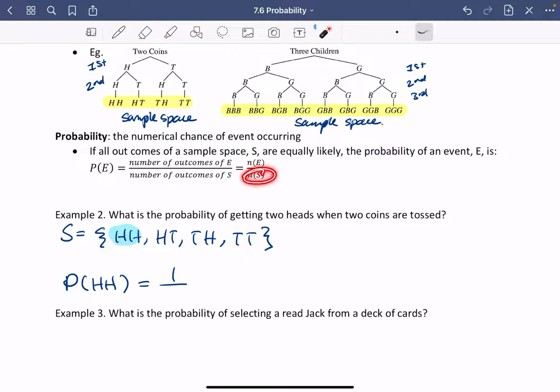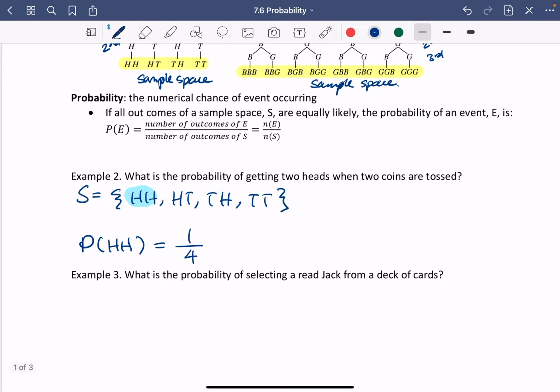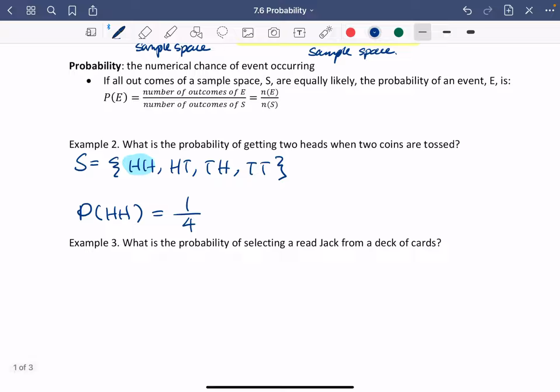Now, the denominator should be the size of your sample space. So how many items or terms are there in your sample space? Well, we know in our sample space we have 4 outcomes. So it's 1 over 4. So the probability of 2 heads is a quarter, or you can say it's 0.25. Okay.